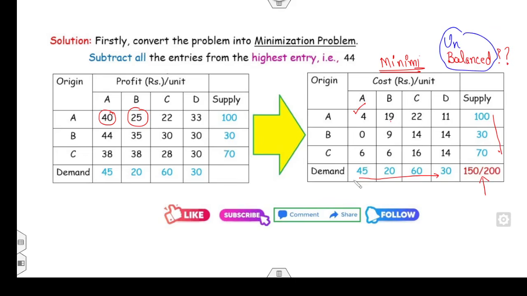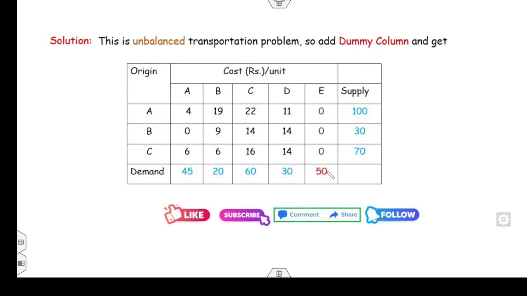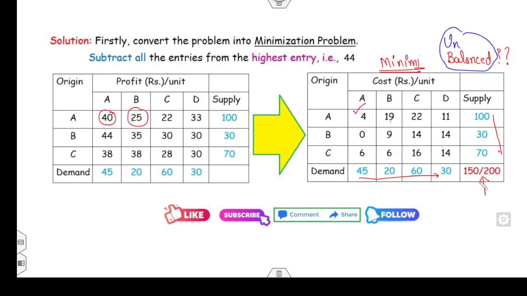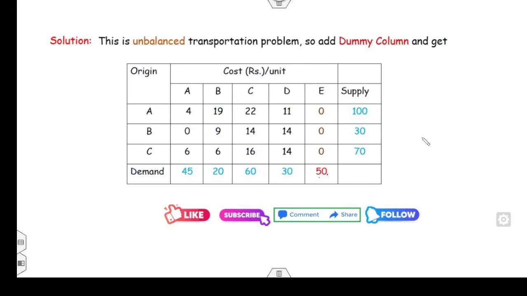You can see the demand sum is less, so I can add the dummy column with the elements as zeros and the remaining elements. What is the remaining? 200 minus 150, that is 50. Now this problem is a balanced problem, and once this is balanced, you can apply the northwest corner method. So first value is 45, 100.